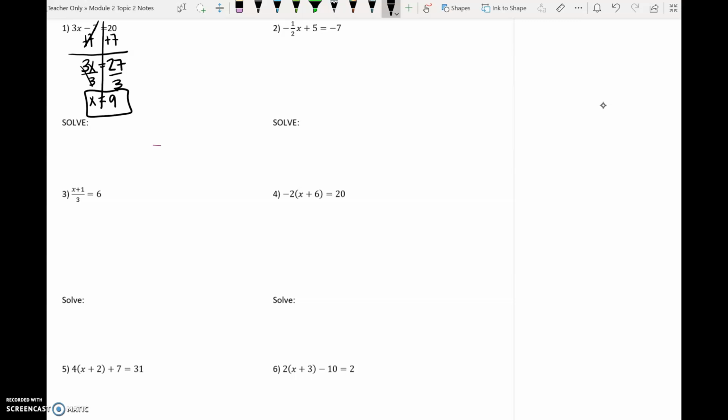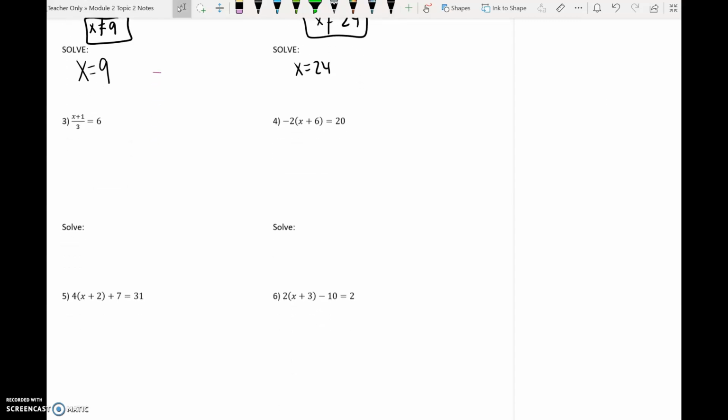Same thing is going to apply to number 2. So when I do this, I'm always going to start with furthest away from x. So I'm going to subtract 5 from both sides. This is secretly division, so I'm going to get rid of it by multiplying by -2 on both sides. x equals 24. x is 24.